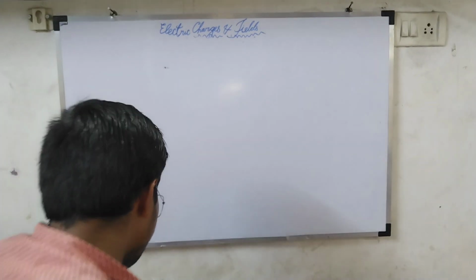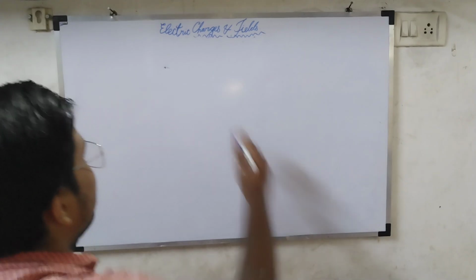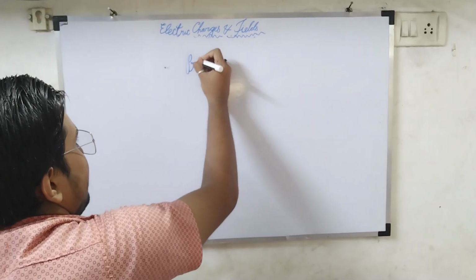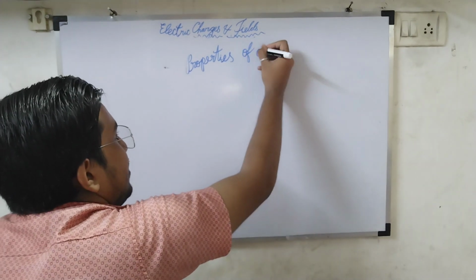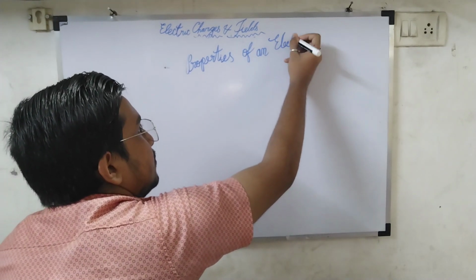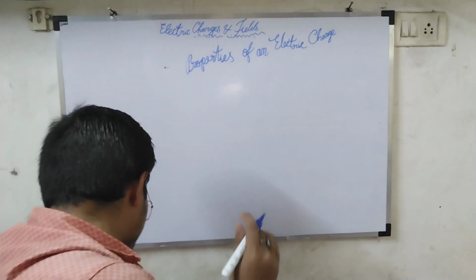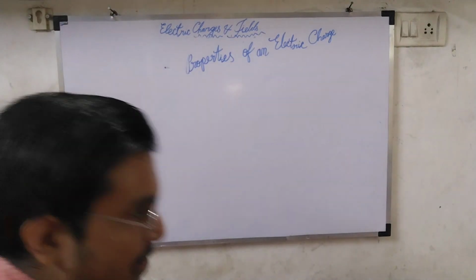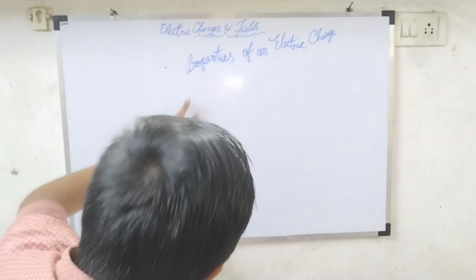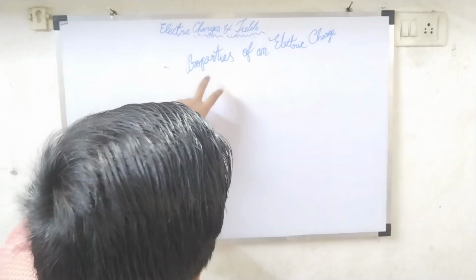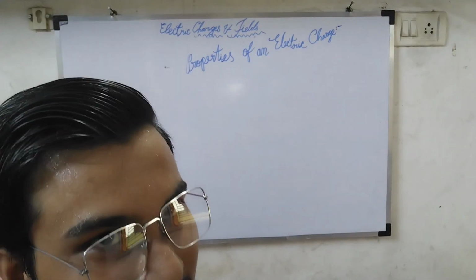So now we come to the properties of an electric charge. These were the important points we were talking about regarding electric charge, and now we are going to deal with the properties of electric charge. Let's see how many properties we can see.